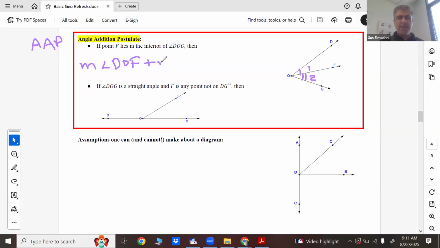It's kind of a pain. You have to write the little m thing, but I think you actually need to do that. I should have done that earlier with 5 and 6 for the angle bisector. The measure of angle DOF plus the measure of angle FOG equals the measure of angle DOG.